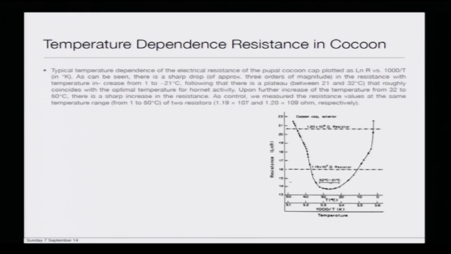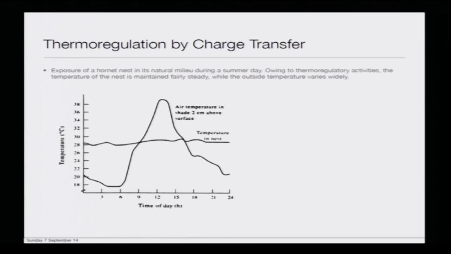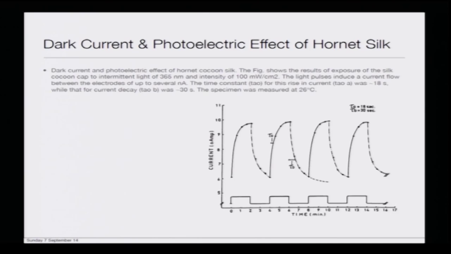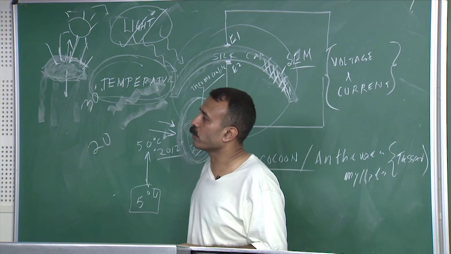If I go back to this slide, the optimal activity could be seen at around 28 to 30. Now, if I follow this one, that is exactly what you are seeing. At around 20 to 30, near about 30, you see an optimal temperature. So, there is a temperature dependence. The membrane itself changes its property. It is a thermoactive membrane, it is a light active membrane.